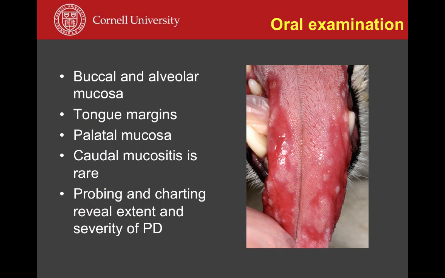Again, another example of why distributions of the lesions can be different. Sometimes the margin of the tongue can be quite altered, especially in the areas that come in contact with the teeth. That's kind of why it's sometimes referred to as paradental stomatitis. The caudal oral mucosa is not typically affected as it is in cats. And oftentimes there's quite a significant, severe, extensive periodontal disease going on.